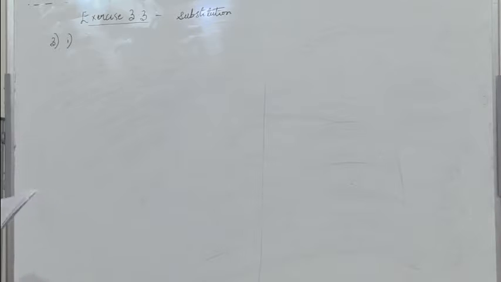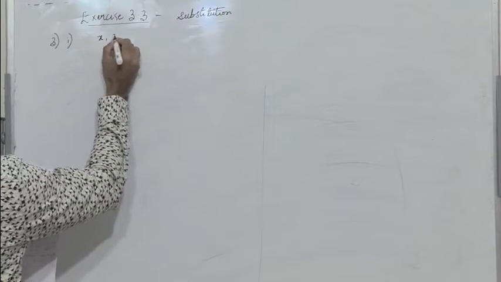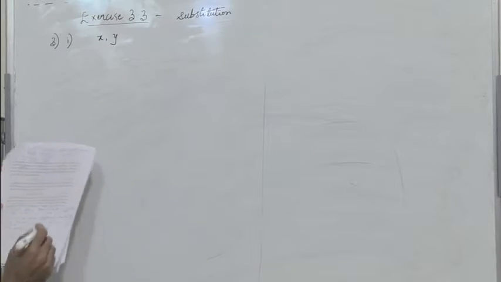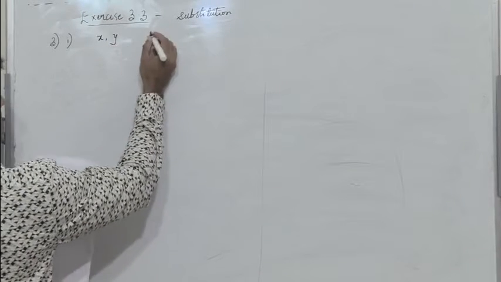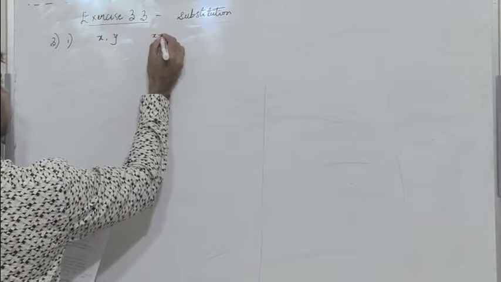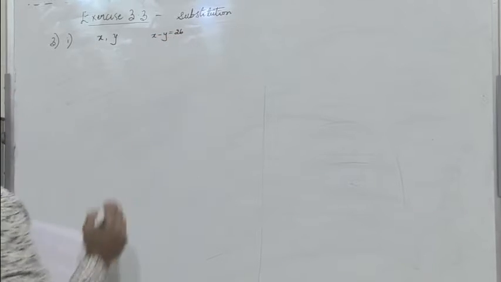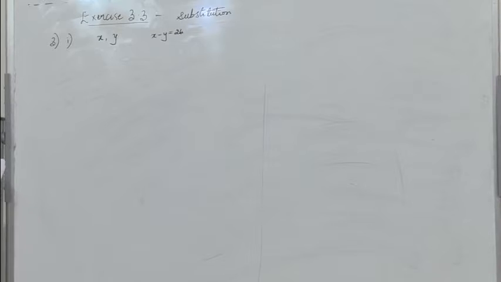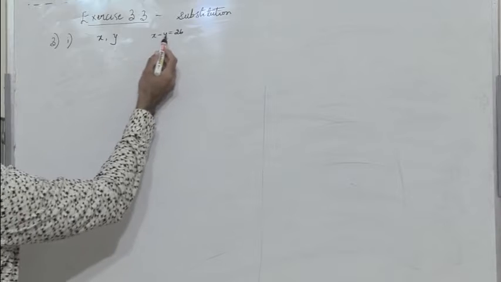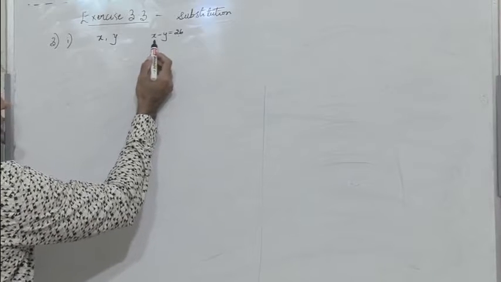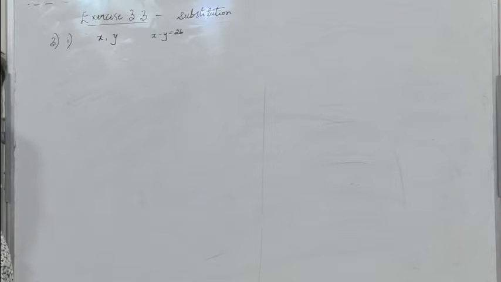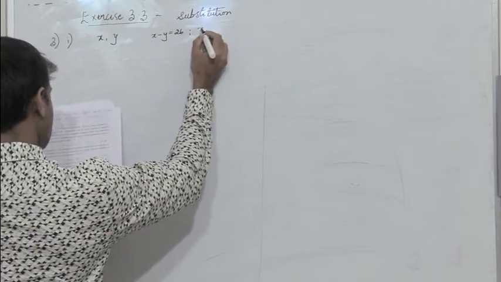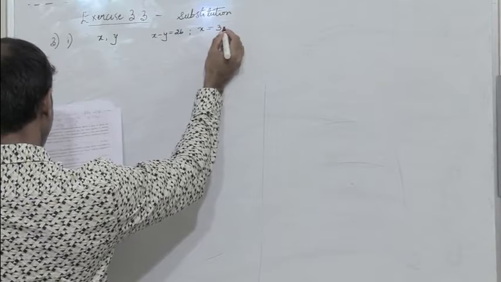So third problem. Now let us assume that the two numbers are x and y, and it has been given that the difference between the two numbers is 26. So x minus y equals 26. Right? And also it has been stated that one number is 3 times the other. So since x minus y is equal to 26, x happens to be the larger number. So one is 3 times the other. So x definitely has to be 3 times y. So therefore x equals 3y.